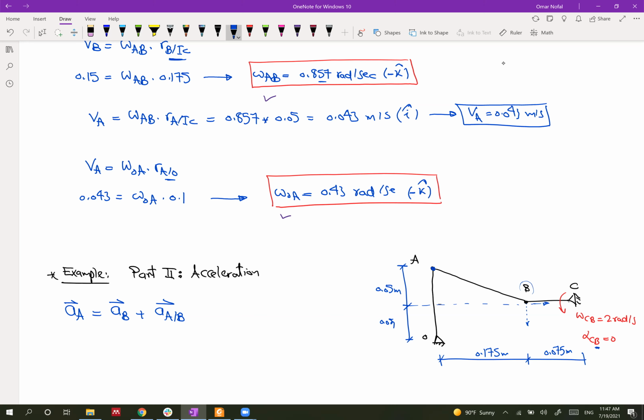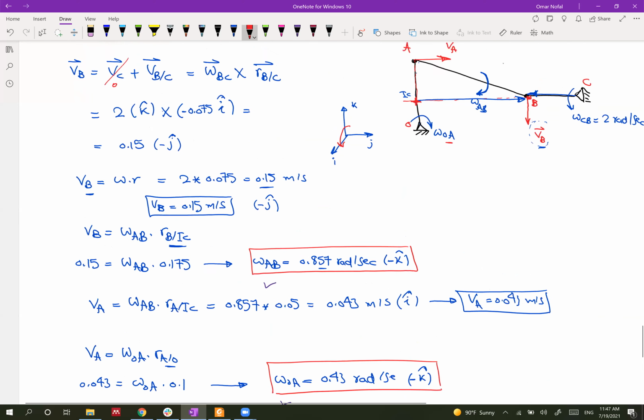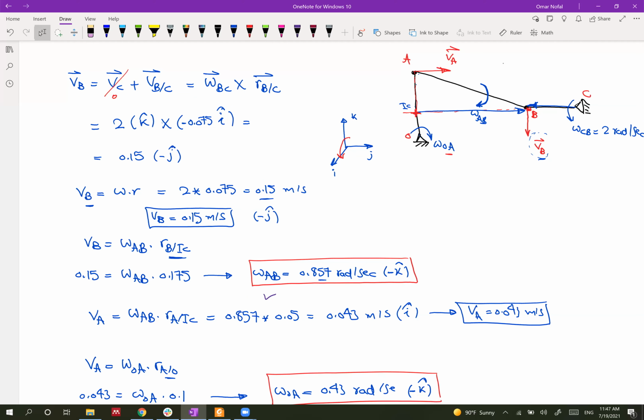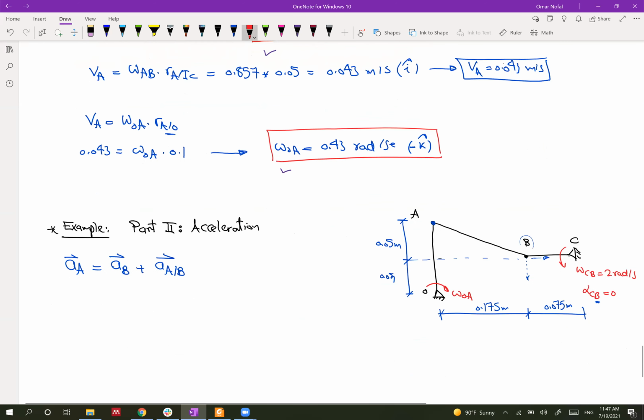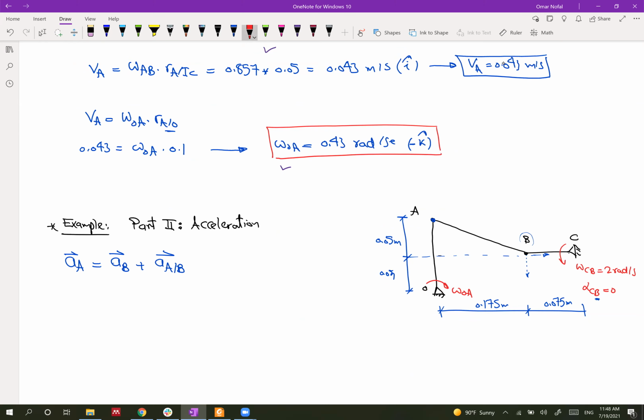Similarly, the acceleration of A will be based on the omega. So we got omega OA based on our solution of the velocity. So if we want to solve for the acceleration, we need to have all the omegas from our previous velocity analysis problem. So your steps is to solve the velocity first to get the omegas, and then you move forward with the omegas to get the acceleration.